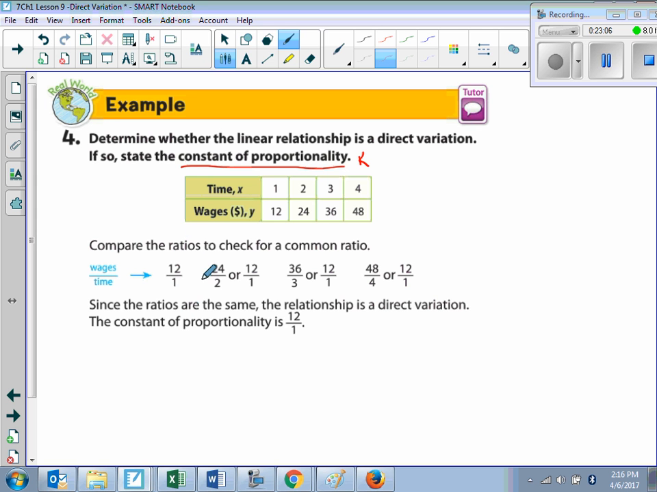So here, the first one is 12 to 1. Yep. 24 to 2 simplifies to 12 to 1. 36 to 3 simplifies, good. And 48 to 4 simplifies. So, since there is a common ratio that is the same every time, the relationship is a direct variation. Now remember, to find the constant of proportionality, it is the one that compares to 1.